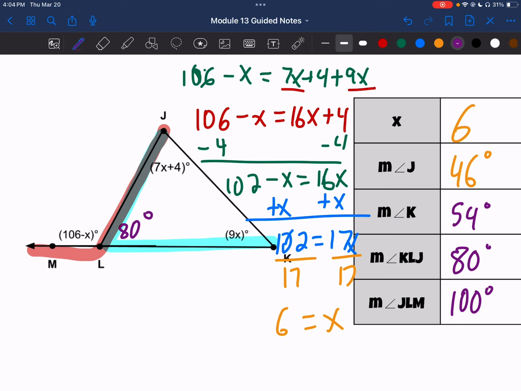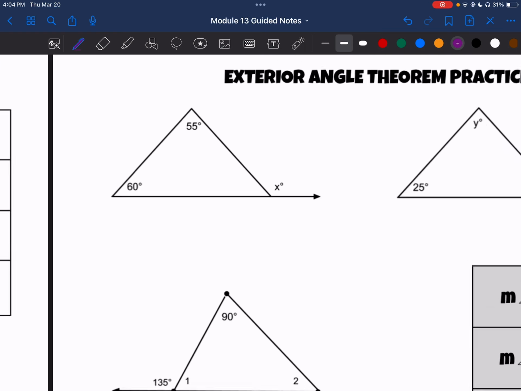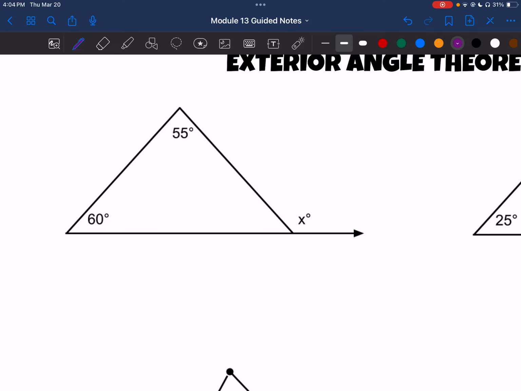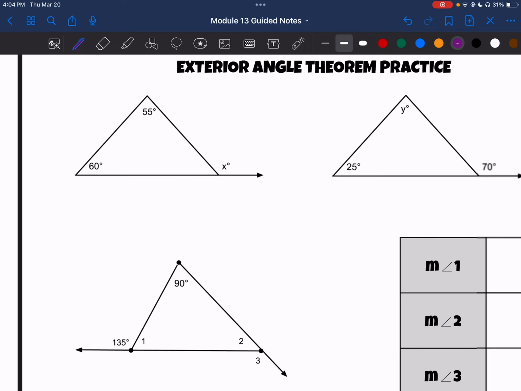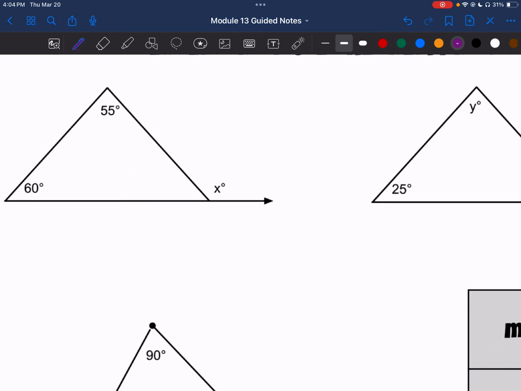All right, we're going to turn to the next page and we're going to do some more practice with this. So I want you to do these first 3 problems as a U-try problem. Do these 3 on your own and then check your work against mine.